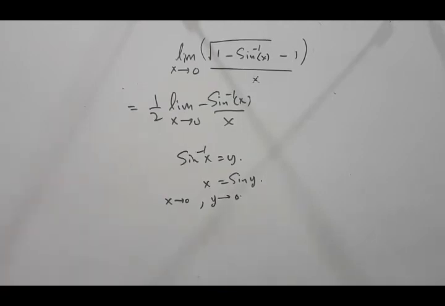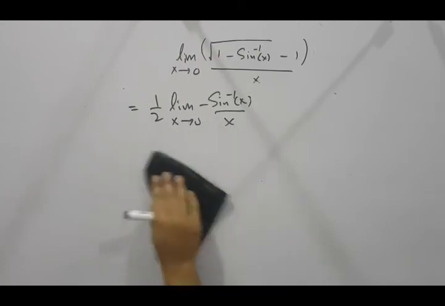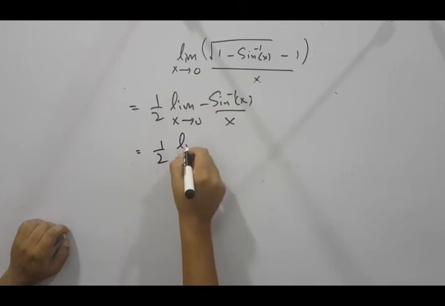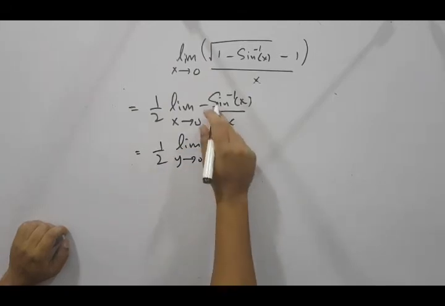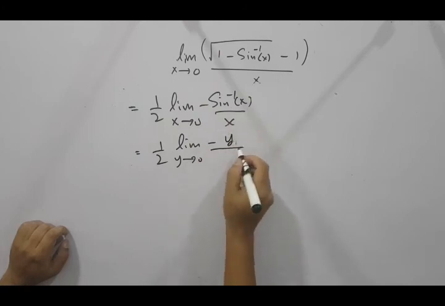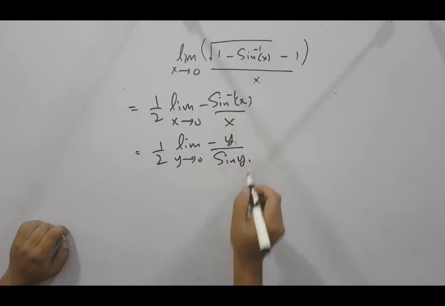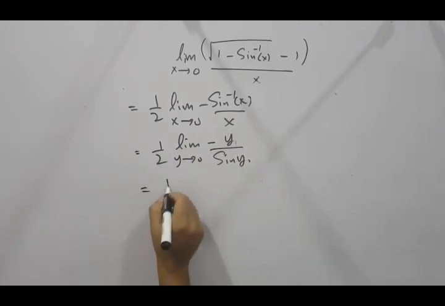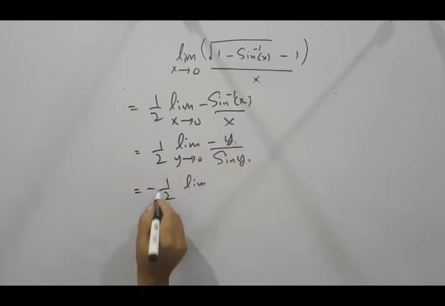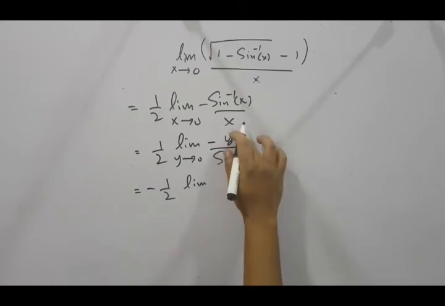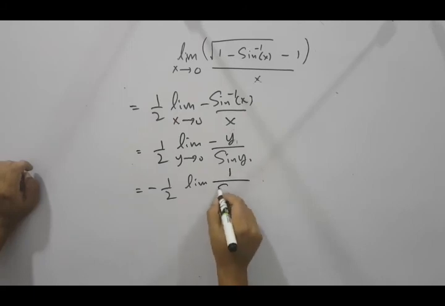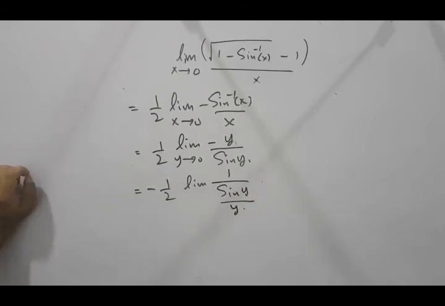So now we can change the variables of limit as y tends to 0. This becomes minus y over sine of y. Half limit, let's carry out this minus sign to the front. I'm going to take y to the denominator, 1 over sine y over y.